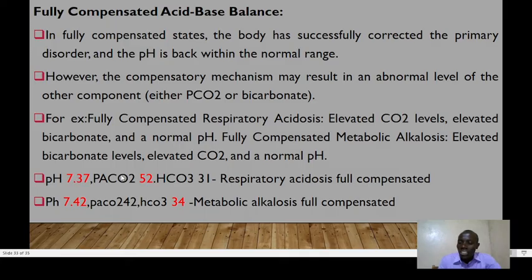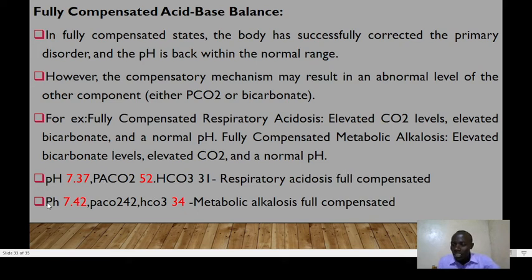So if it's acidic, we have to look at what it is matching with. Partial pressure of carbon dioxide is 52. That is way above 45, which is an acid. So it matches. So this is a respiratory acidosis. Guys, remember that the pH is within the normal range, so it is fully compensated. Respiratory acidosis, fully compensated.